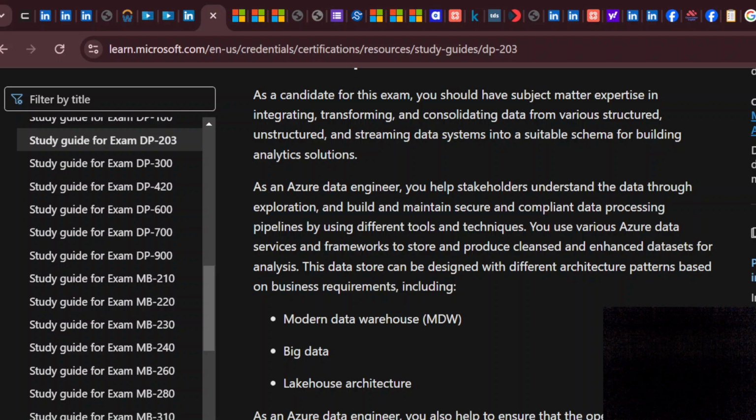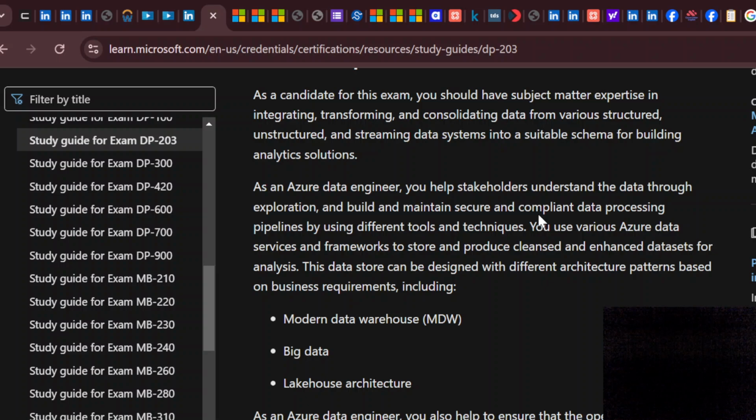As an Azure data engineer, you help stakeholders. It's not only that you are doing something in Azure, but you are also interacting with the stakeholders, understanding the data through exploration, and building and maintaining secure and compliant data processing pipelines by using different tools and techniques. You interact with the stakeholders, make them understand the business value of the data through exploration, and build and maintain secure and compliant data processing pipelines. So it is data storage as well.